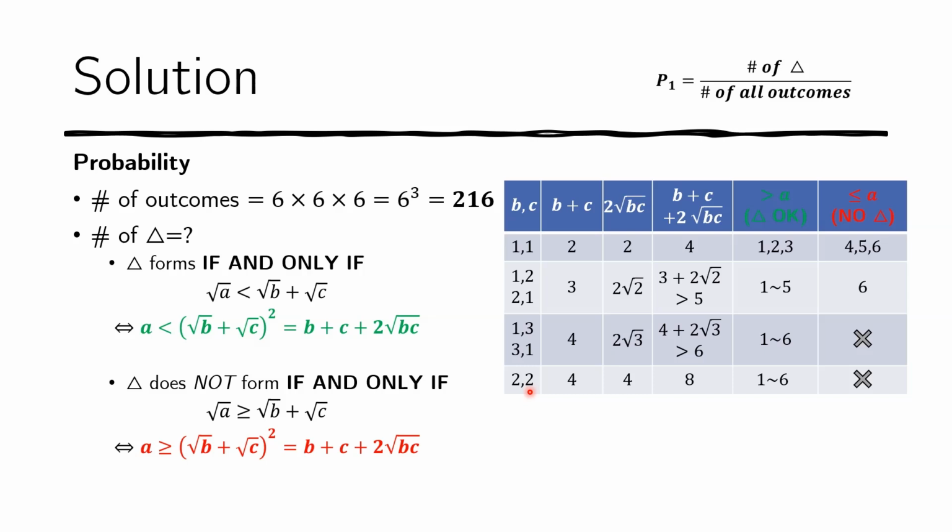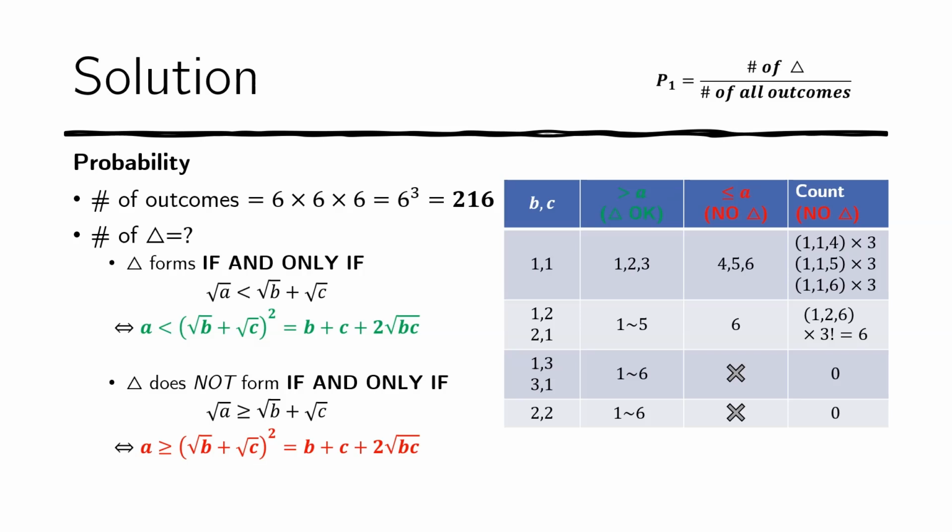So we don't even check 2, 3. We don't even check 3, 2, 3, 3, or anything greater, because again, we started with the worst. So anything after them would be much better in terms of the triangles that they form. So now it looks like we can actually start counting. And we observe that actually we have fewer non-triangles. So maybe it's better if we count the non-triangles and subtract it from the total number of outcomes. And that's what we will do next.